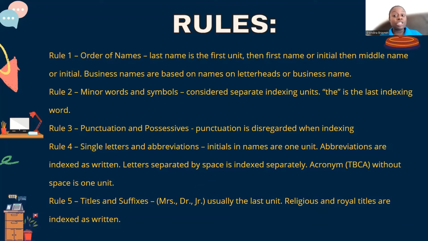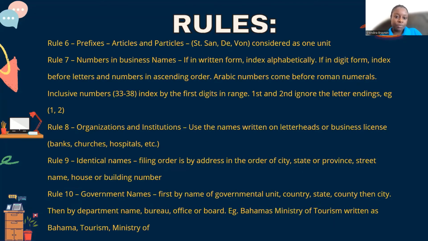If it's a religious name like bishop or apostle, or it's a royal title like Queen, Her Majesty, we're going to index that as written. So Her Majesty the Queen is going to stay Her Majesty the Queen because it's a royal title. Bishop Mike Jones is going to stay indexed as Bishop Mike Jones. So we wouldn't do Jones Mike Bishop. No, we would leave it as Bishop Mike Jones because it's a religious title.